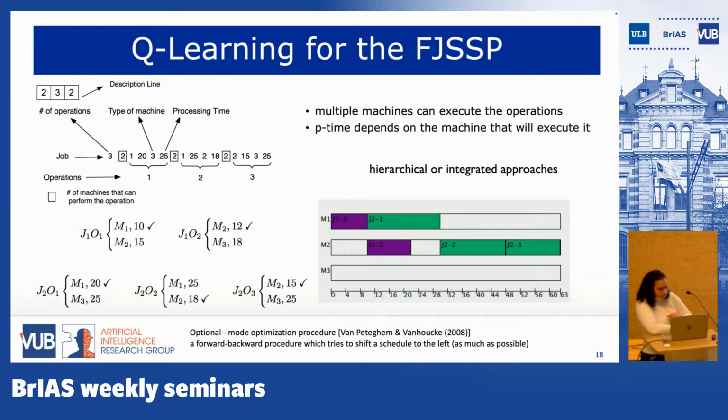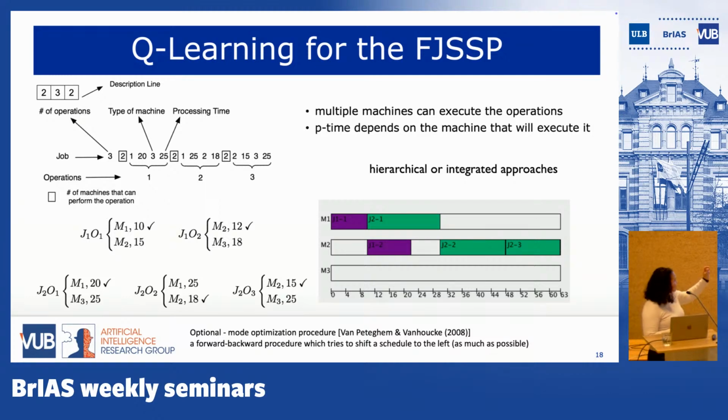Besides this, we also did some experiments with the flexible job shop scheduling problem. So here, the idea of the instances is on top, but basically what we need to know here is that instead of knowing in which resource the operations need to be executed, we have alternatives. So here, what we know is that the first operation of job 1, for example, can either be executed on machine 1 for 10 time steps or machine 2 for 15 time steps.